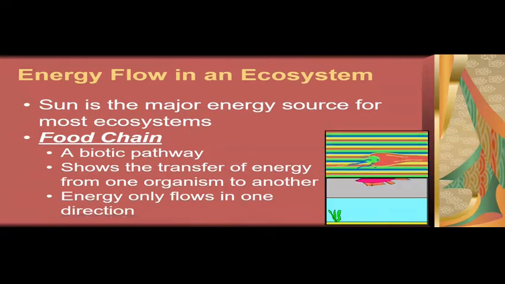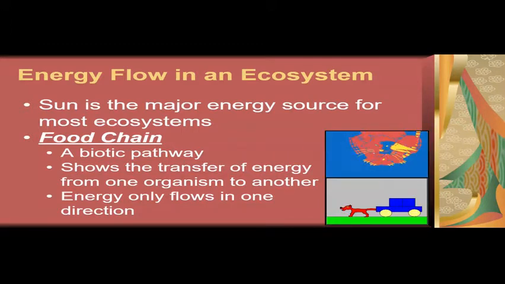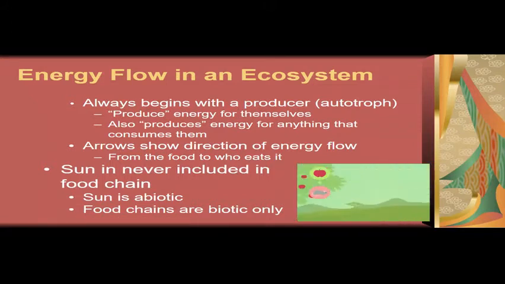Energy flow in an ecosystem. So the sun is the major energy source for most ecosystems. And a food chain is a biotic pathway that shows the transfer of energy from one organism to another. Energy only flows in one direction. A food chain always begins with a producer or an autotroph. And that's because they're producing energy for themselves, either by photosynthesis or chemosynthesis.